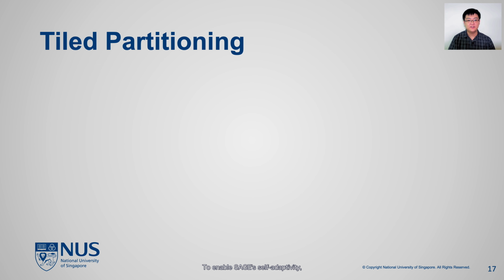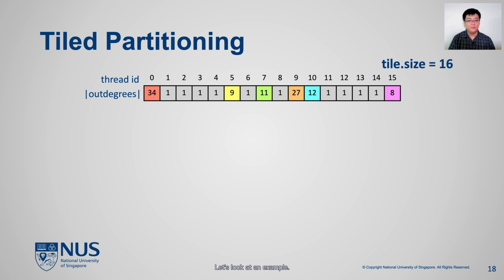To enable SAGE's self-adaptivity, we propose a novel runtime workload reallocation strategy, that is, tiled partitioning. In particular, the graph data is dynamically partitioned into tiles, the size of which fits the runtime GPU multi-threaded resources. Hence, such tiles are suitable to be consumed by the GPU's cooperative groups of threads concurrently. Let's look at an example.